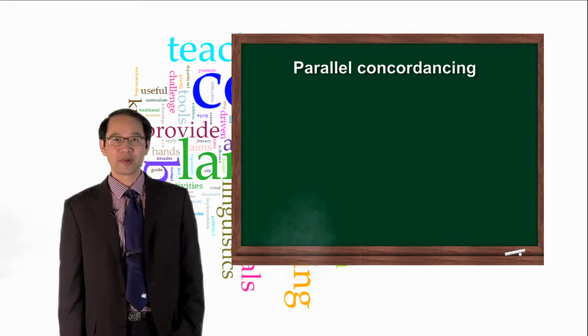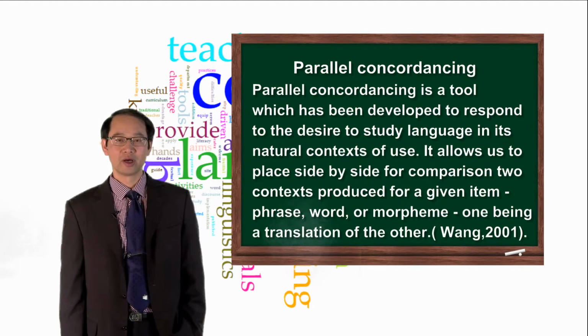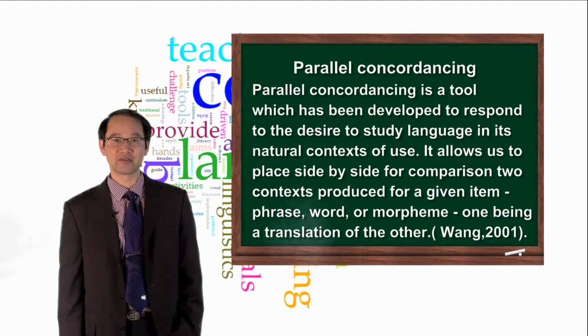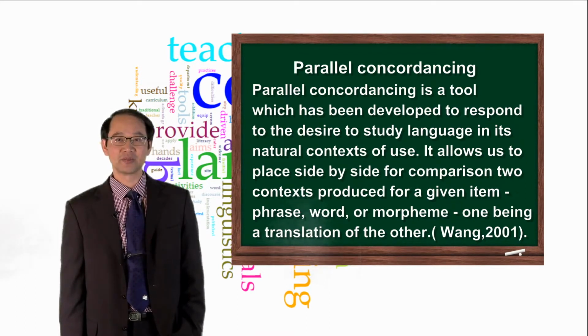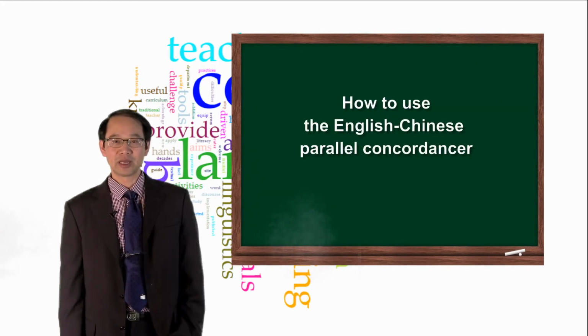So, what is parallel concordancing? Well, parallel concordancing is a tool which has been developed to respond to the desire to study language in its natural context of use. It allows us to place side by side for comparison two contexts produced for a given item, phrase, word, or morpheme, one being a translation of the other. Now I'm going to demonstrate to you how to use the online English-Chinese parallel concordancer program.